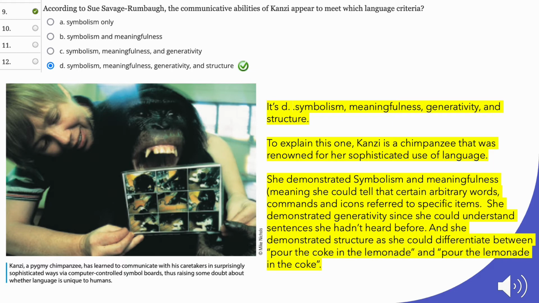To explain this one, Kanzi is a chimpanzee that was renowned for her sophisticated use of language. She demonstrated symbolism and meaningfulness, meaning she could tell that certain arbitrary words, commands and icons referred to specific items. She demonstrated generativity since she could understand sentences she hadn't heard before. And she demonstrated structure as she could differentiate between "pour the Coke in the lemonade" and "pour the lemonade in the Coke."